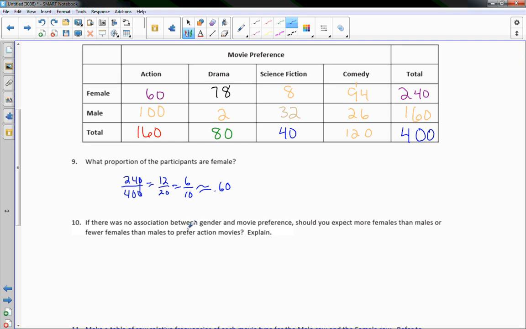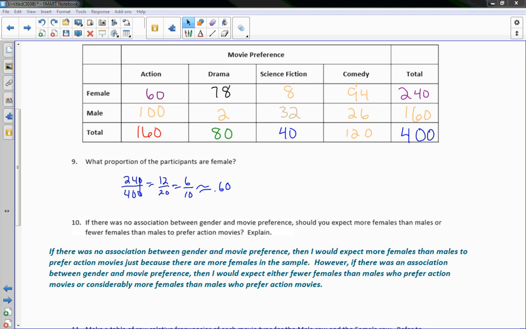If there was no association between gender and movie preferences, should you expect more females than males or fewer females than males to prefer action movies? And explain. Okay, this explanation is quite lengthy, so here's the answer. If there was no association between gender and movie preference, then I would expect more females than males to prefer action movies because there are more females in the sample. However, if there was an association between gender and movie preferences, then I expect either fewer females than males who prefer action movies or considerably more females than males who prefer action movies.